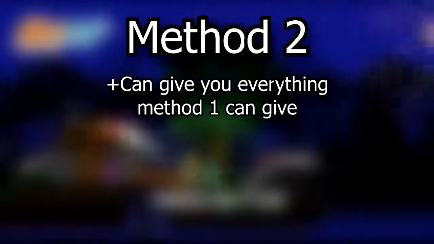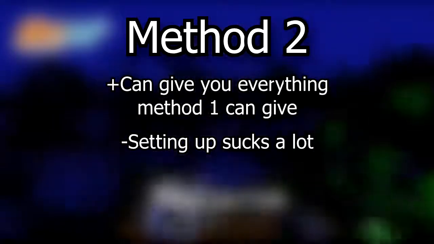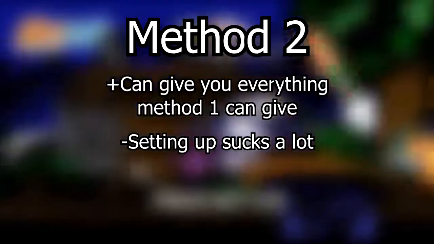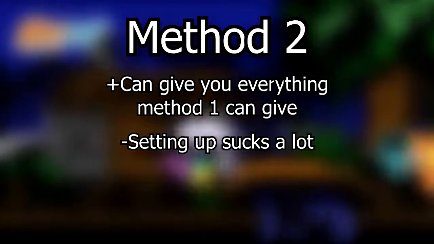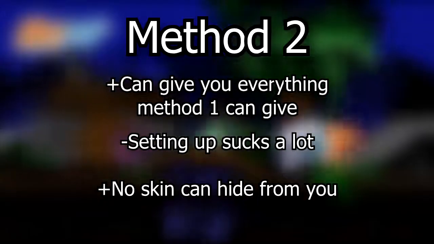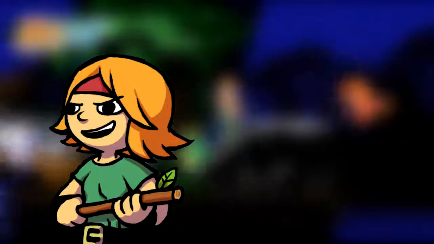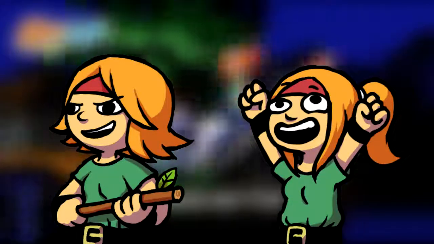Method 2, while it can give you everything Method 1 gives you, takes so much longer to set up, requires installing multiple programs, and is kinda just a pain in the butt. But you can extract every character with any skin. You can have Ittle with her Itll Do one hairstyle, and her Itll Do two hairstyle.